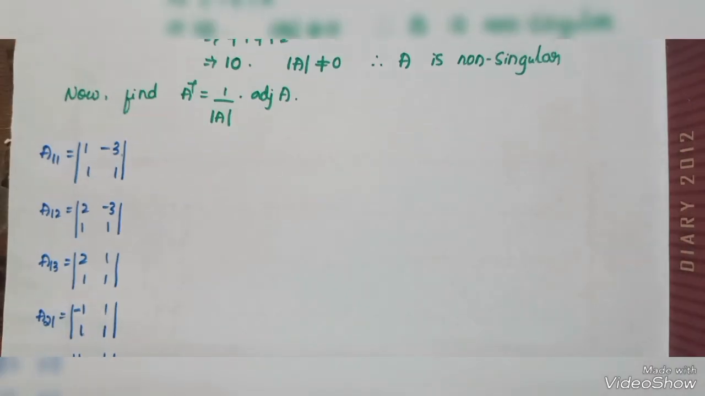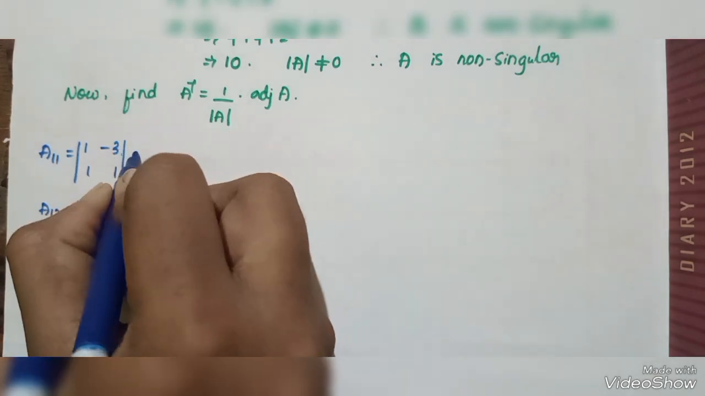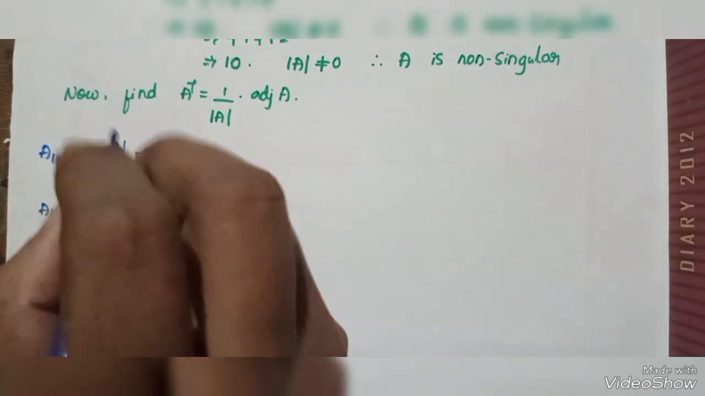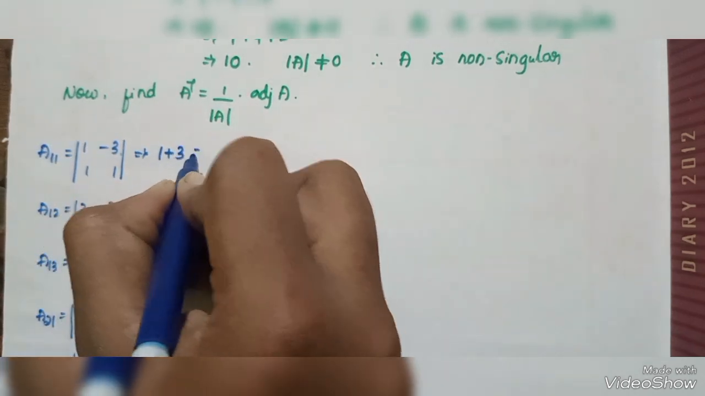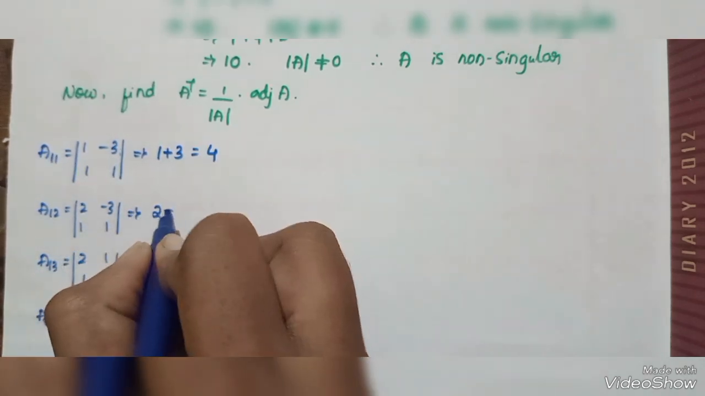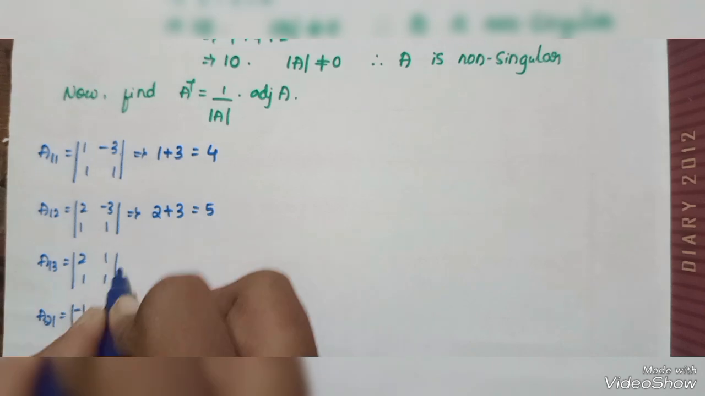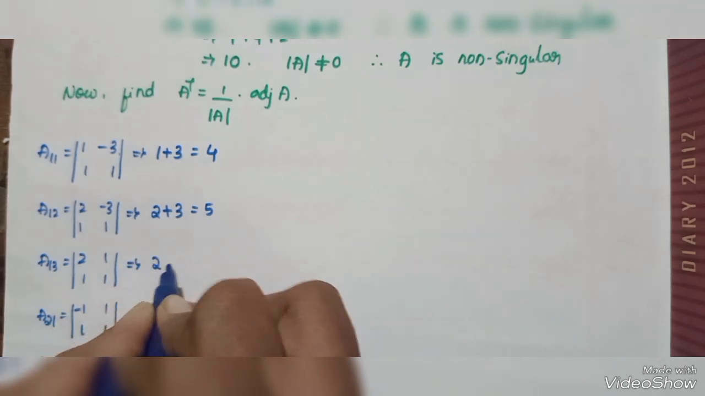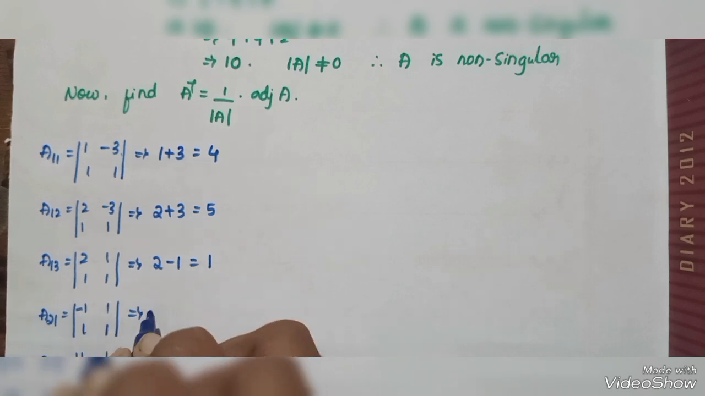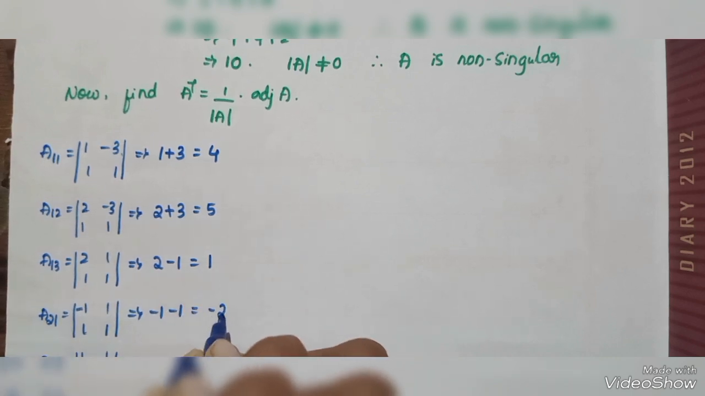Now we have to find the values of each element. 1 into 1, 1. 1 into minus 3, minus 3. Here 1 minus, it becomes plus, that is 4. 2 into 1, 2. 3 into 1 plus 3, 5. 2 into 1, 2. Minus 1, it becomes 1. Minus 1 into 1, minus 1. Here minus 1, it becomes minus 2.